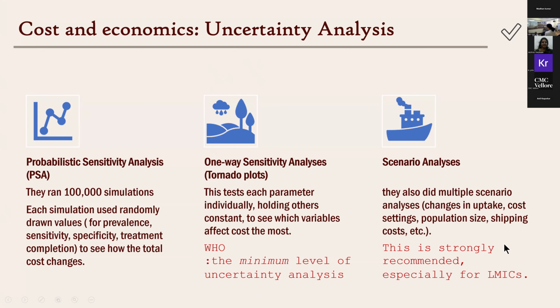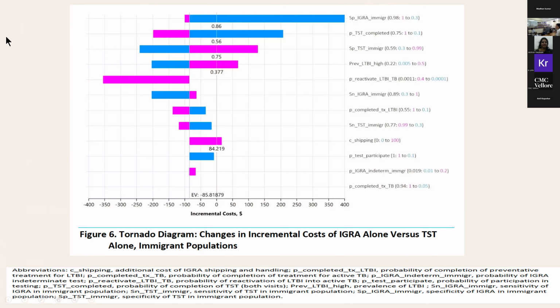Then you can do a scenario analysis. That means you do multiple scenarios. So if we change uptake, or if we change the population size, or if we change other things, in different scenarios, what would be the change, or what would be the outcomes? So that is strongly recommended, especially for the low and middle income countries by WHO. So this is the tornado plot that they have given.